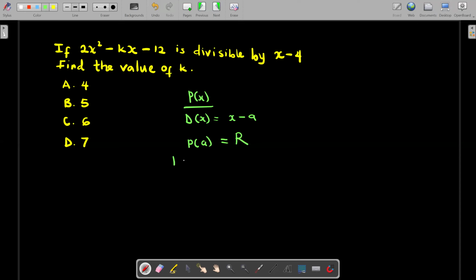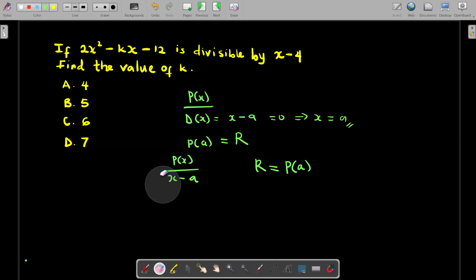That is, if p of x is divided by x minus a, you're going to get the remainder, and the remainder is going to be p of a. So how did we get a? It's just by equating the divisor to 0. If you equate this to 0, it will imply that x will be equal to a. So we can use that idea in getting this problem solved.